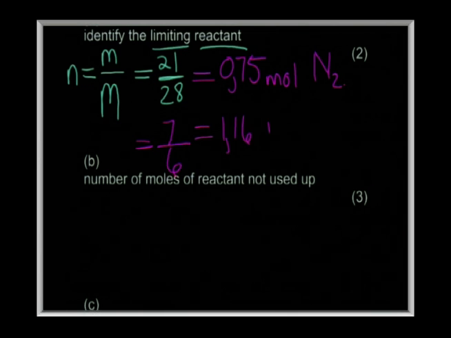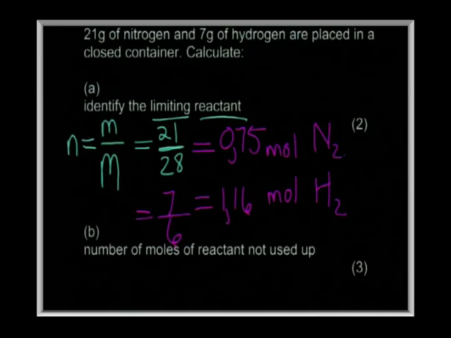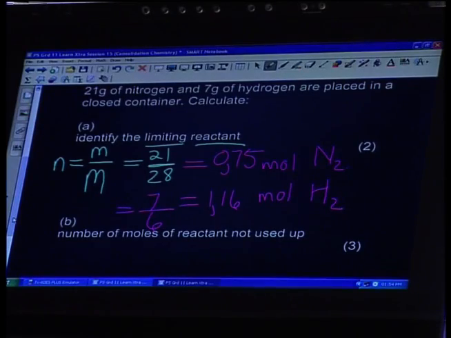1.16 rather, mole of H2. So it is clear to me that I have more moles of H2 than I have moles of nitrogen, but that is not conclusive. You can't say, oh, okay, but then surely the nitrogen must be the limiting reagent because I've got fewer moles of that. It doesn't work like that. We also need to now have a look at the ratio in which this reaction takes place.